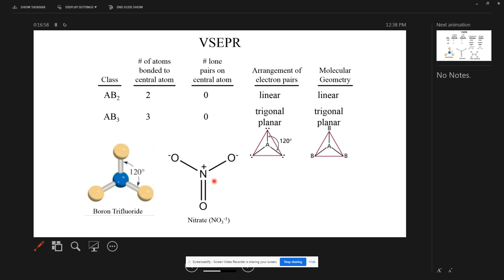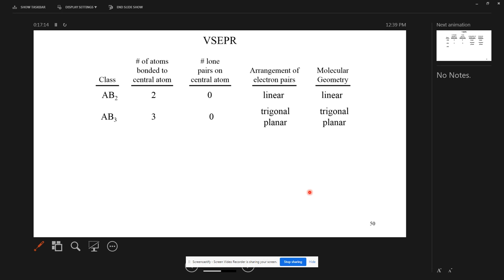Here's nitrate. Again, notice there are technically 4 bonds, but we don't care about how many bonds. We care about how many atoms. 1, 2, 3. Here's ethene. Each of these carbons has 1, 2, 3 things attached, and that's what makes it trigonal planar. If you add a 4th one, you get tetrahedral.